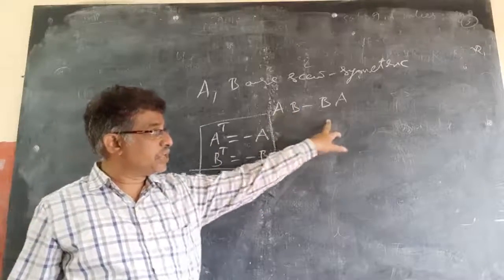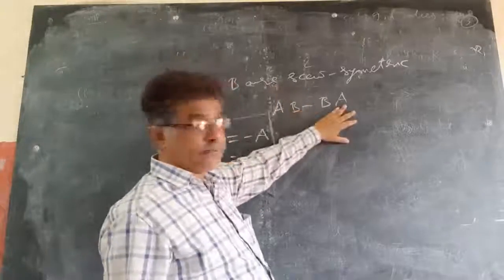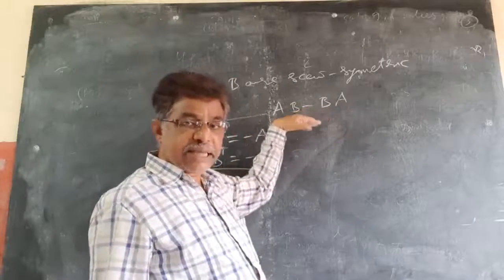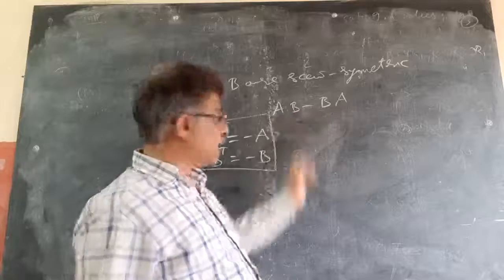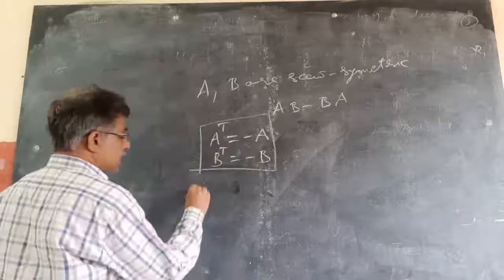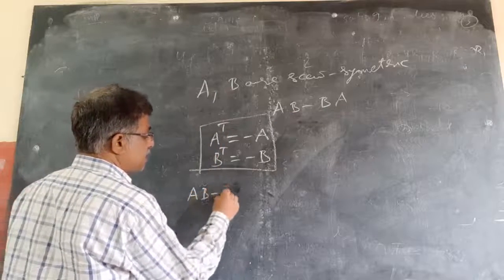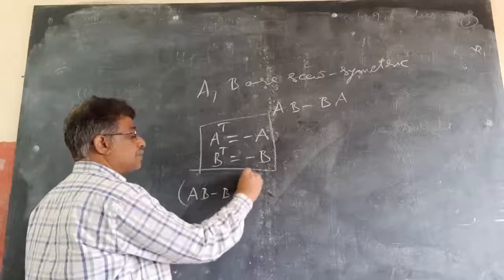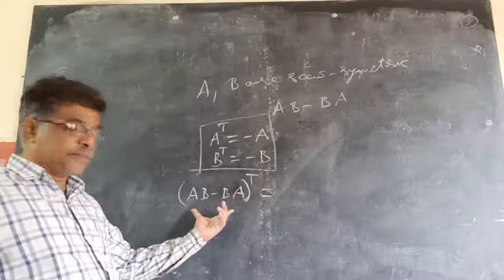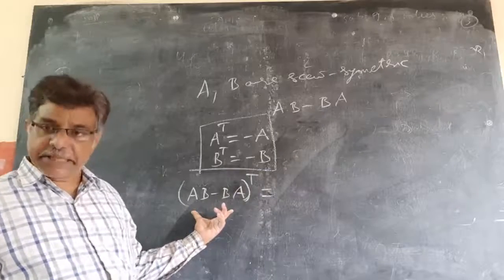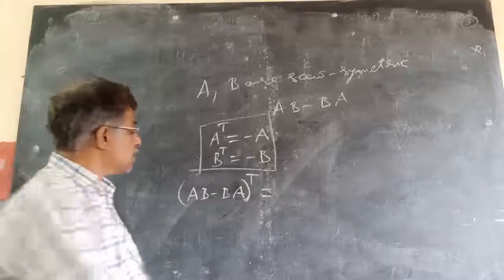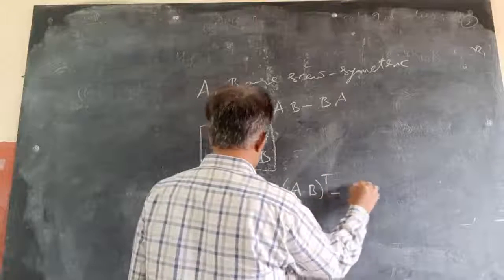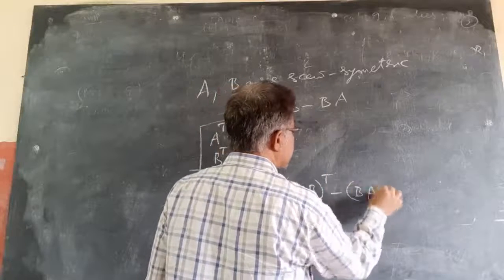Now he is asking about this, so I will go for the transpose of this. If I get this itself, then it is symmetric; minus of this itself, then skew symmetric. So I am finding AB minus BA whole transpose. Now we know that A minus B whole transpose is A transpose minus B transpose. I will apply that: AB whole transpose minus BA whole transpose.